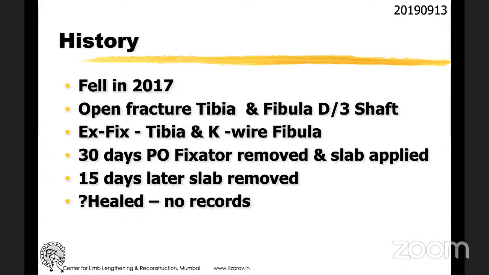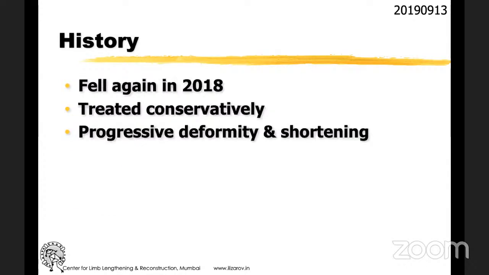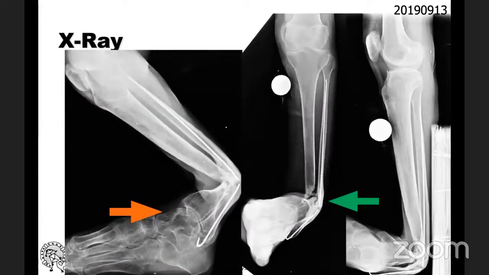13 days later, the fixator was removed and a slab was applied. Then 15 days later, the slab was removed. Query, whether the fracture was healed, as records are not available. She again gave a history of a fall in 2018, treated conservatively. Following that, she progressively developed a deformity and shortening.